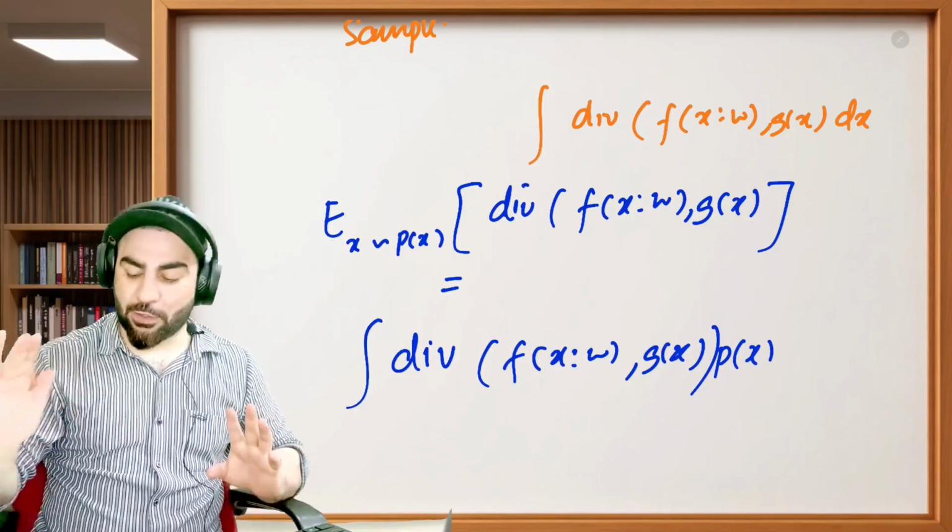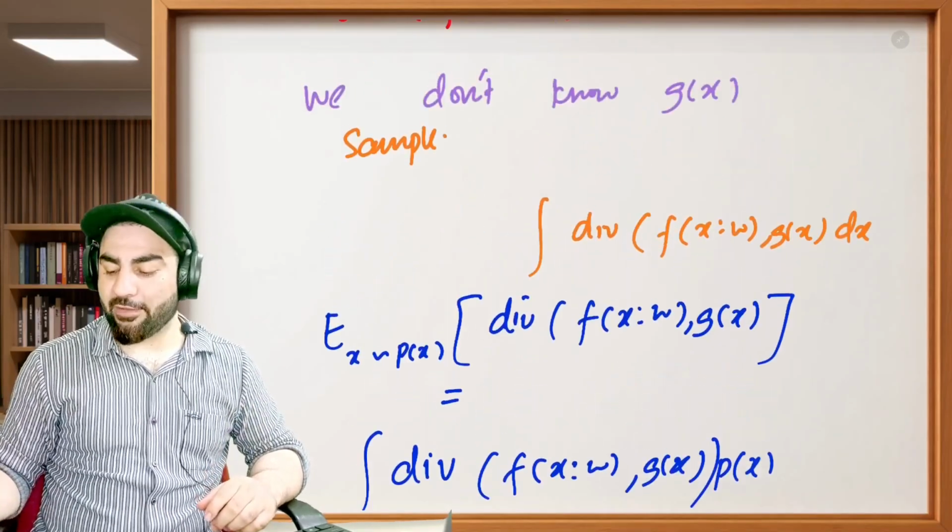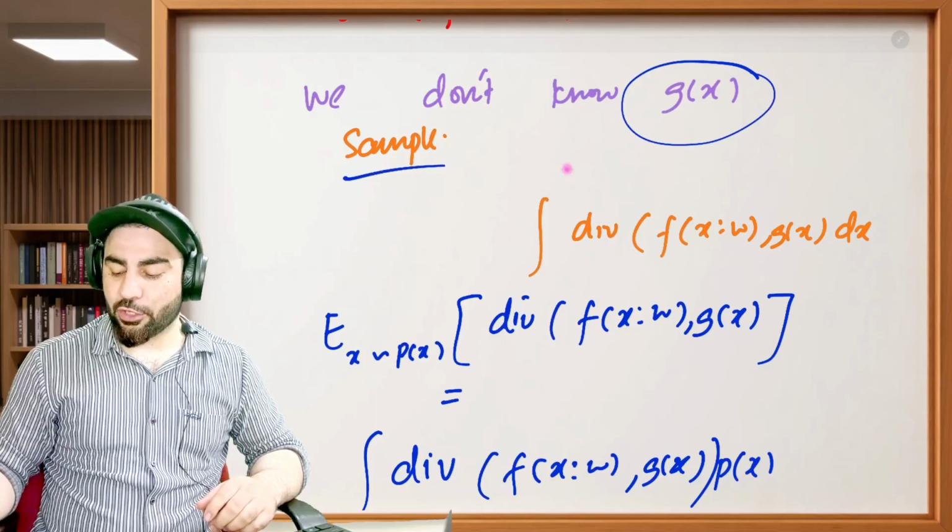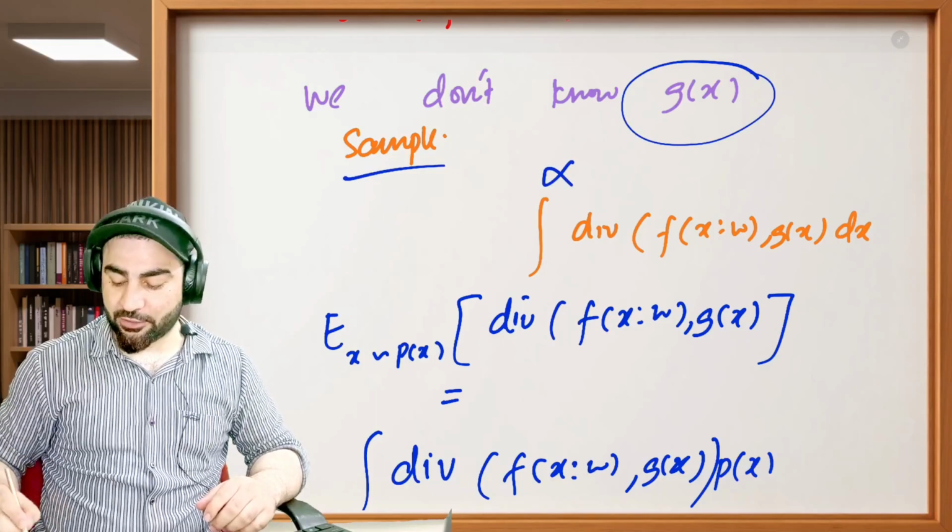And this is one problem. The first problem was we do not have access to g of x, so we only have samples. You cannot compute this, rather you can compute the expectation. So this is what we can compute.